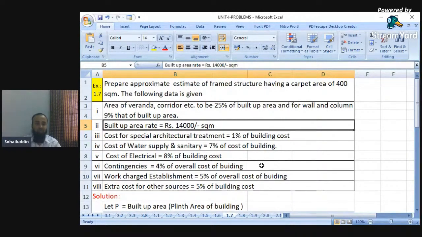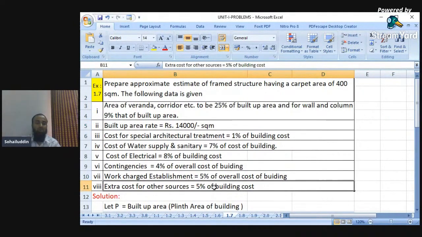Next, work charge establishment. Some machineries or some equipments are required. At that time, we have to spend some money in advance on equipment. The work charge establishment is also there. That is 5% of the overall cost of building. And lastly is extra cost for other sources. Extra cost for other sources is 5% of building cost. It is not the overall cost.